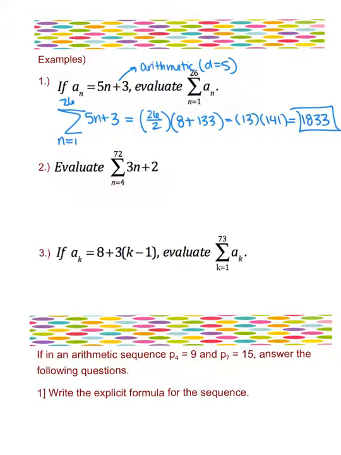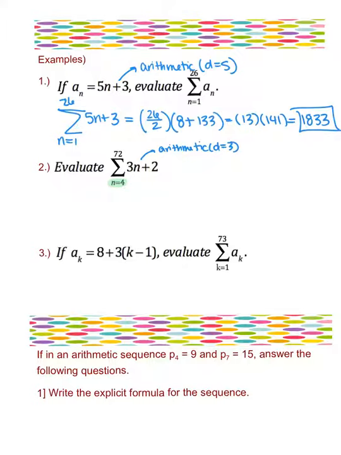All right, so the next example, I want to evaluate the sum from n equals 4 to 72 of 3n plus 2. So again, I notice this is arithmetic. My common difference is equal to 3, and that's important because that's what's going to allow me to continue using this logic. But I see something that's a little off here. I see this n equals 4. I'm not starting with n equals 1. I'm starting with n equals 4.